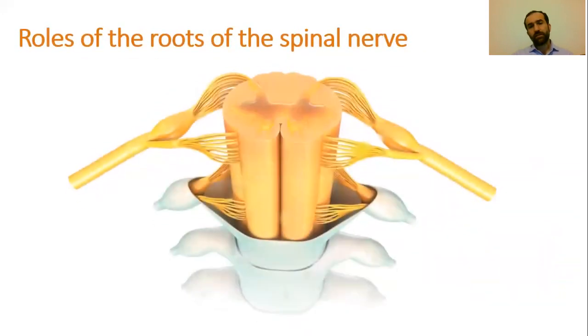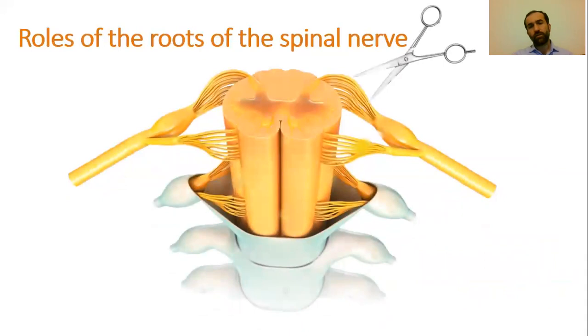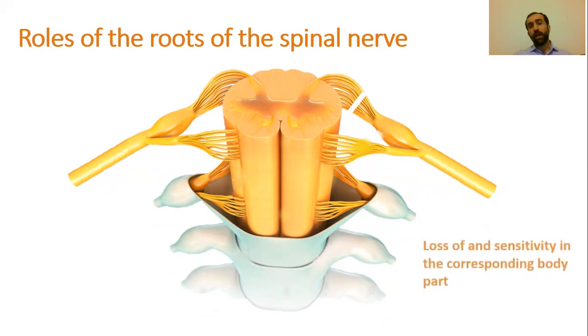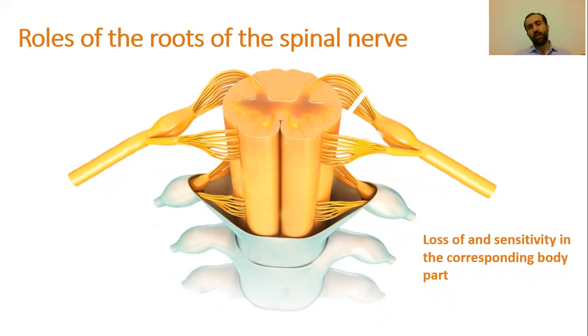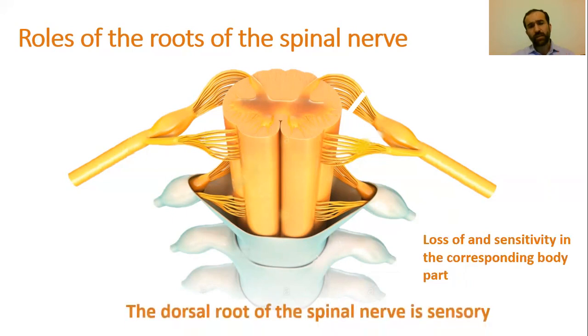Let's go to another section. What part will we cut now? We will cut the dorsal root. After we cut the dorsal root, we will obtain a loss of sensitivity only. The motor activity remains. This is a very clear experiment that will show you obviously that the dorsal root of the spinal nerve is sensory.